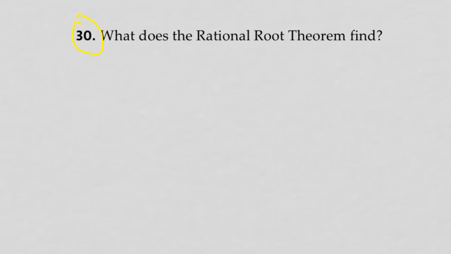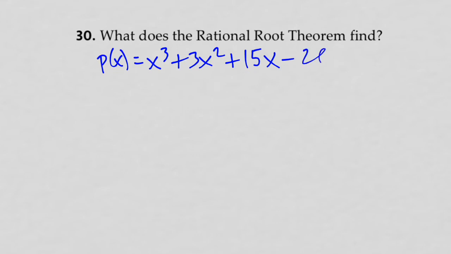Number 30, what does the rational root theorem find? This is just a question to show you that sometimes people say that the rational root theorem is going to tell you what the solutions are, what the roots are, what the zeros are. And that's not true. So let me give you a quick example. Let's say I have a polynomial. P of x equals, I'm just going to make something up, x cubed plus 3x squared plus 15x minus 20. Probably doesn't even have any roots that we can find using the rational root theorem. But let's say I have that.